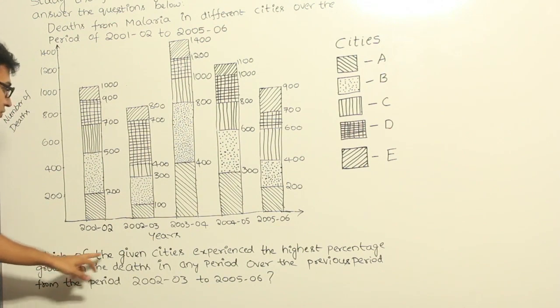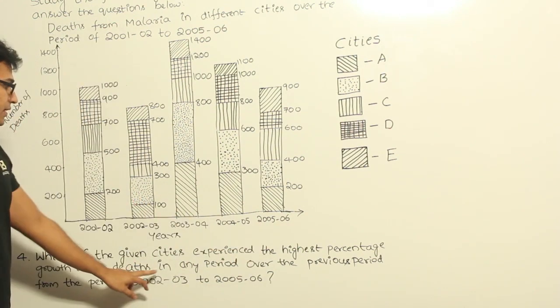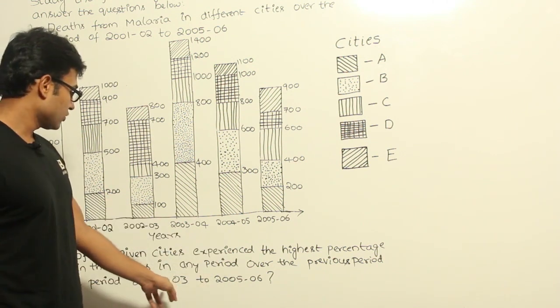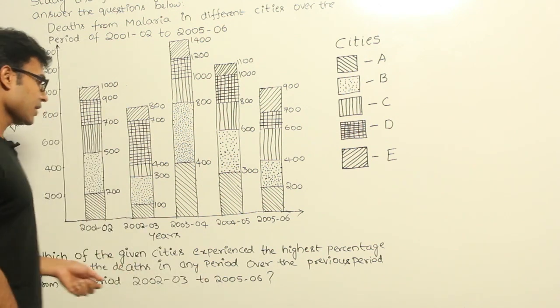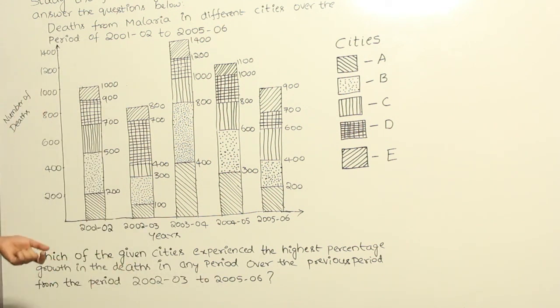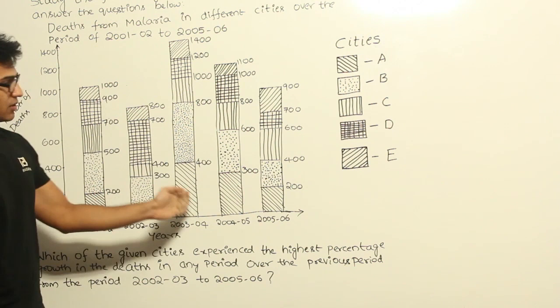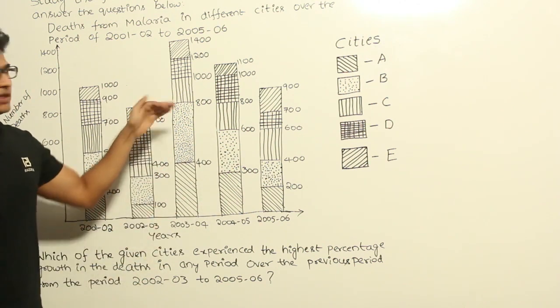Now let's see this. Which of the given cities experienced the highest percentage growth in the deaths in any period over the previous period from the period 2002-03 to 2005-06? So what they are trying to ask is, you take every city, like let's say city A, and see what is the percentage increase in its deaths compared to the previous period, right? And for every period you are supposed to check for city A, and again for city B, again for city C and D.